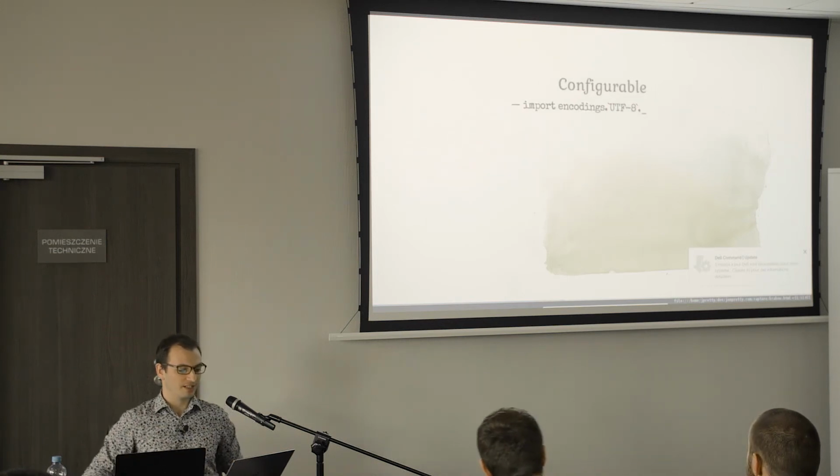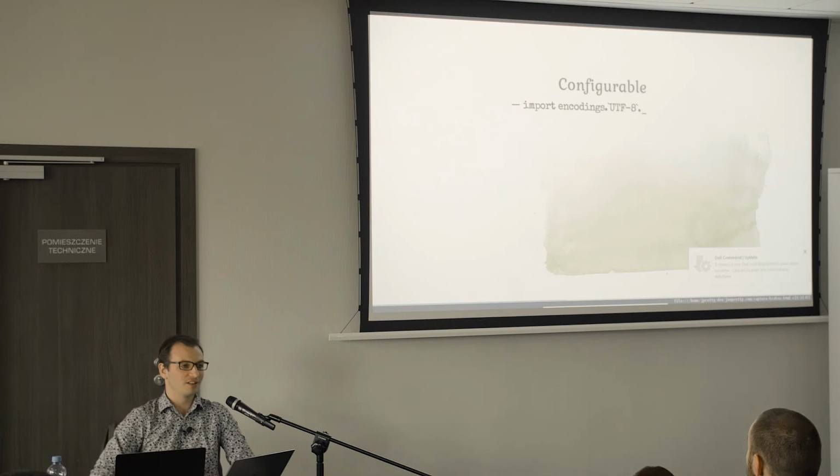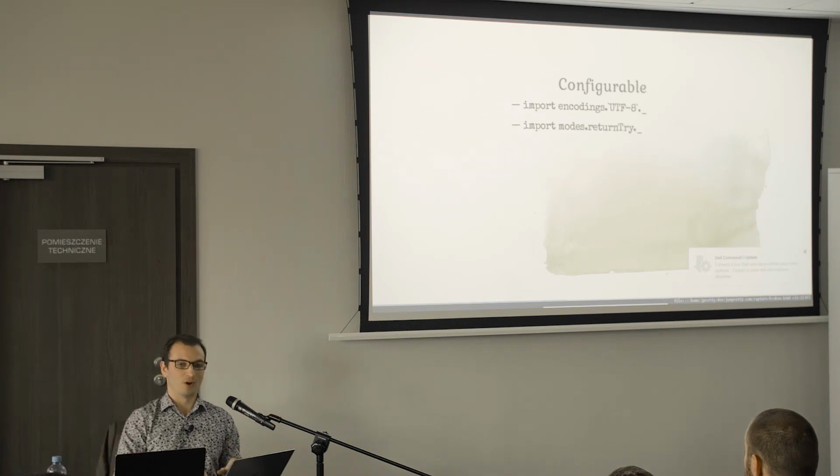So on to configurability. There's a few of these, and you'll notice that each of these configuration options is an import. So you can import an encoding that you want to use. Now that applies to all of your character streaming based code. You can specify your error return type. You just import modes.return try, and then a lot of your failing methods will, rather than throwing exceptions, return try instead.